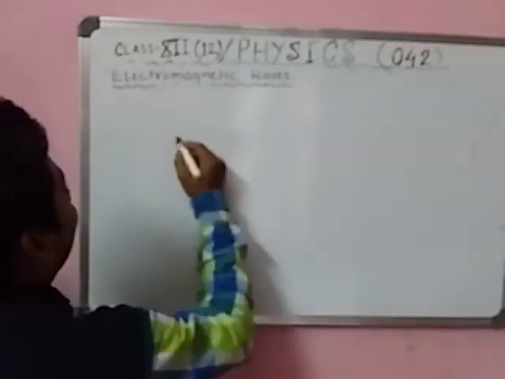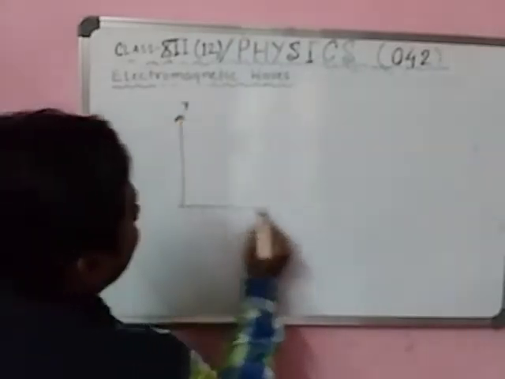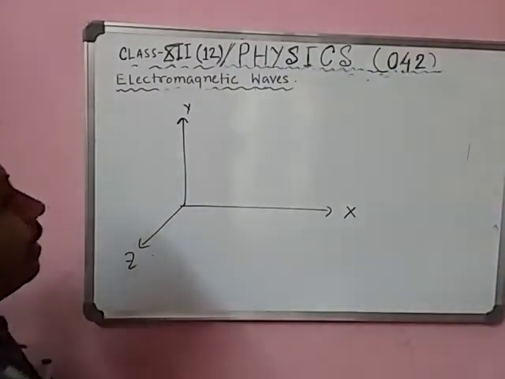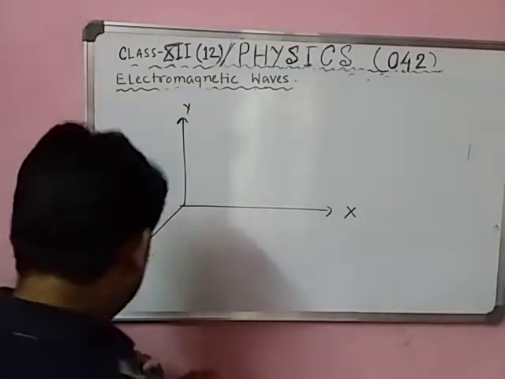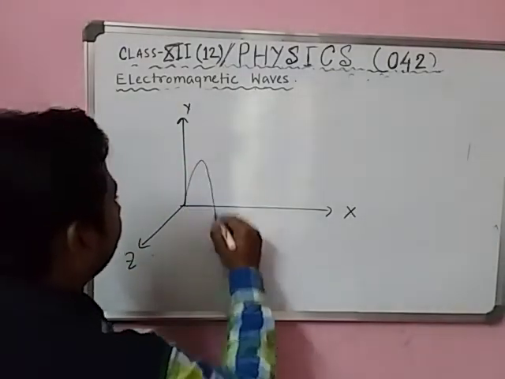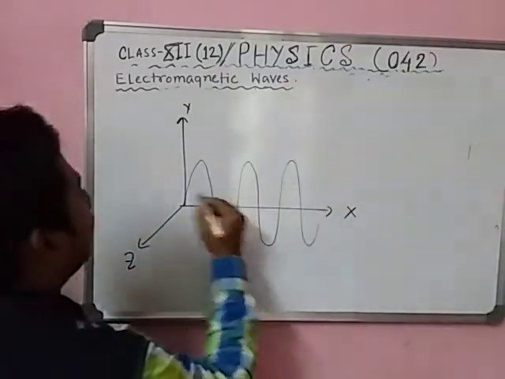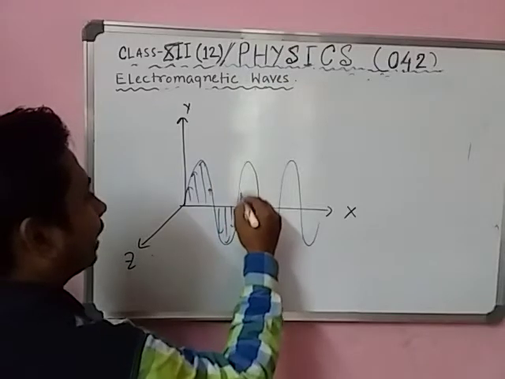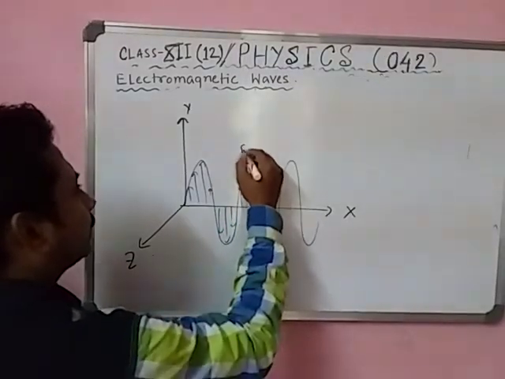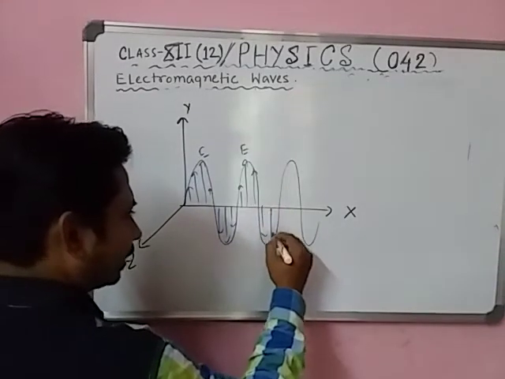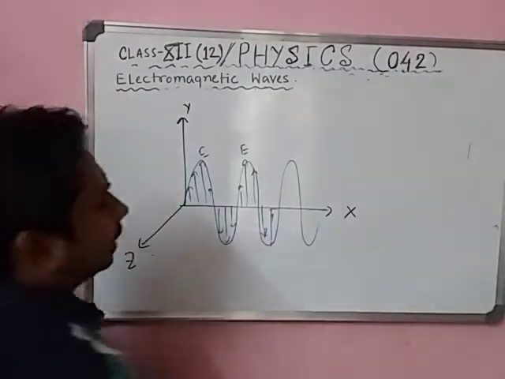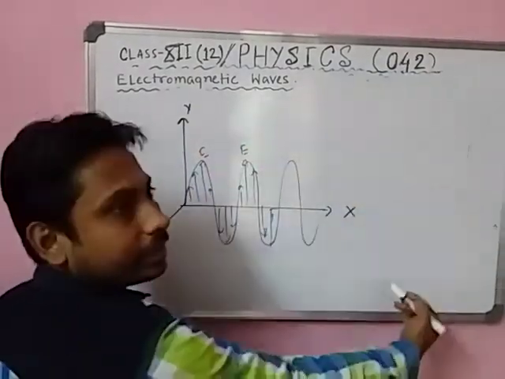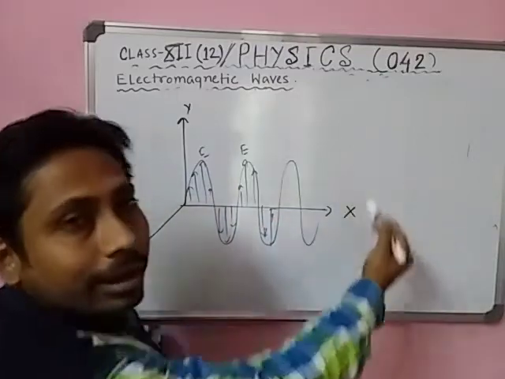See students, this is the y-axis, this is suppose the x-axis, and this is the z-axis. Now if you draw the electric field like this, the electric vector E is perpendicular to the direction of propagation. Along the x-axis is the direction of propagation. The wave propagates along the x-axis.